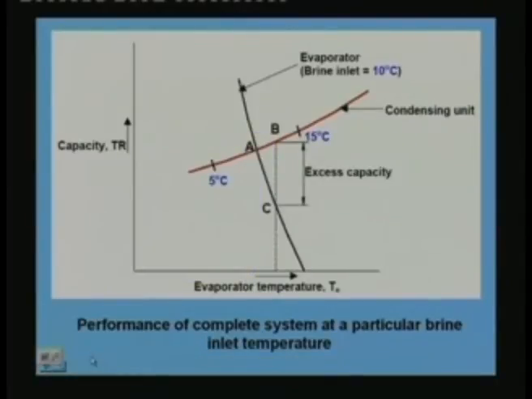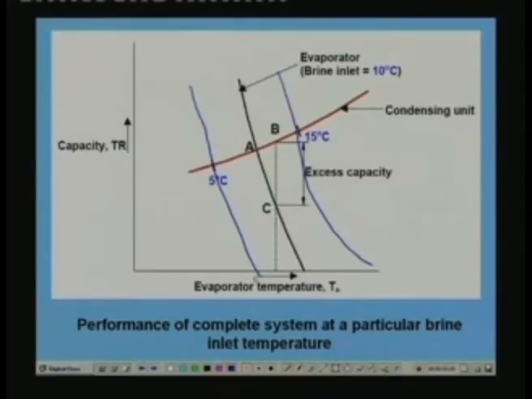And suppose the brine inlet temperature is not 10 degrees but 15 degrees, then you will have a curve like this, because the 15-degree curve is here. If it is 5 degrees, you will have another curve like this. So you can have different brine inlet temperatures, and again you can get different balance points.